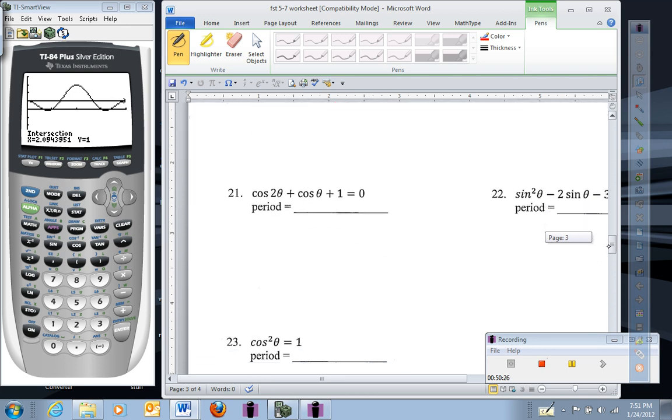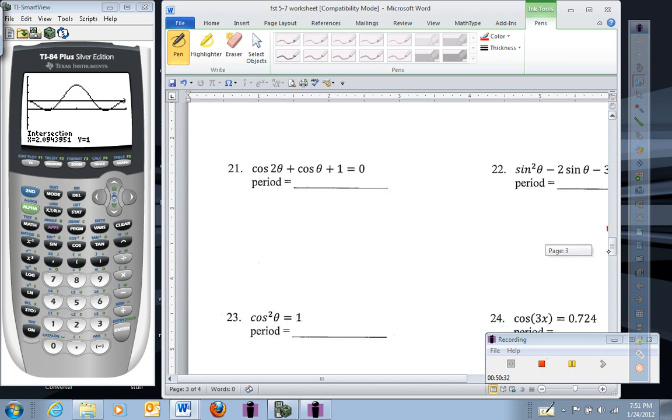Okay, let's talk about 21 for a minute. 21 has some interesting things going on with it. First of all, you see that it says we have the cosine of 2 theta for the first term, and then the other term is just plain old cosine theta. And so when you're looking at a problem like this, they don't put parentheses around here, but I will just to show you, that you could argue that you don't know what the value of a should be.